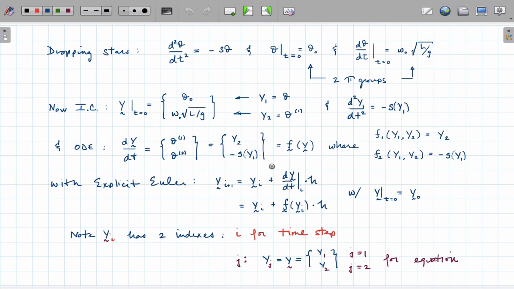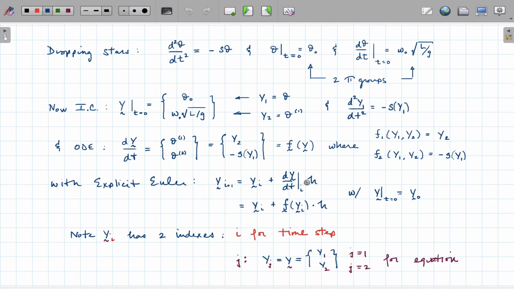And so we've got our system of differential equations now, where we can really see that these derivatives can be written as a vector valued function f that in general is dependent on all of the dependent variables y2 and y1, where the first element of that function is just y2 and the second element is minus sine y1.